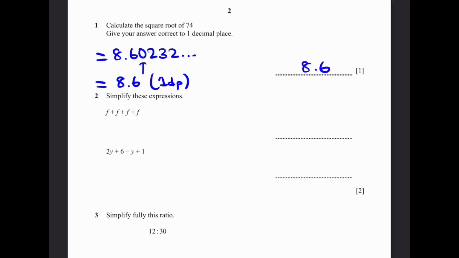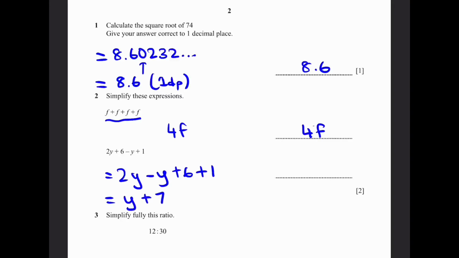Question 2. Simplify these expressions. f plus f plus f plus f. There are 4 f's, so we can write it as 4f. 2y plus 6 minus y plus 1, which is equal to 2y minus y plus 6 plus 1, which is equal to y plus 7.